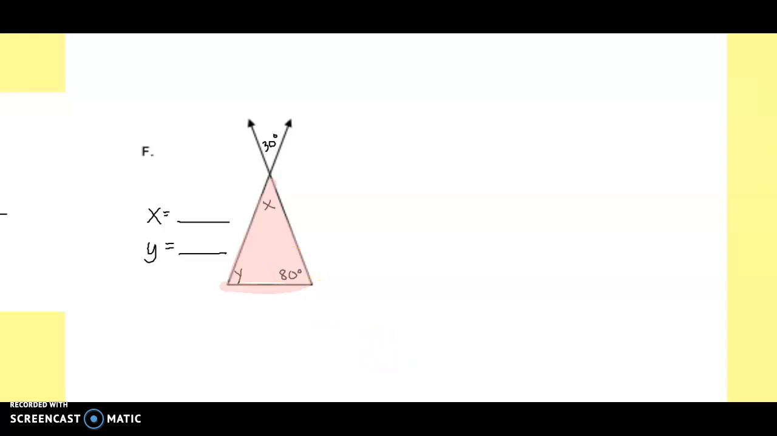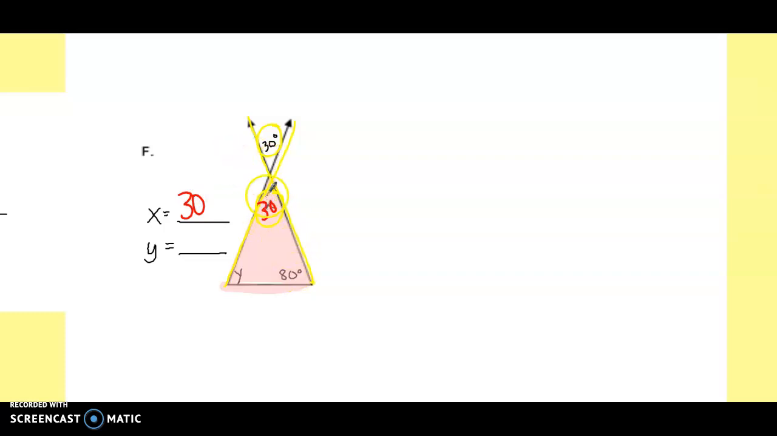Using outside information, you should hopefully see here that I do have angle 30 up here, which is created by these two straight lines, which tell us these are vertical angles. Vertical angles are the same measurement. So for x, it's 30 degrees.